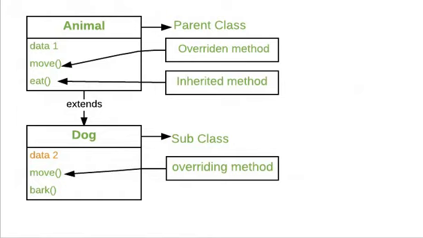So we have the parent class Animal with two methods, move and eat. Dog is created from Animal. Look at extends there. So Dog is your subclass with move and bark. Eat is the inherited method. So Dog, being a subclass, can use all the properties of its parent class, that is Animal. Look at move: the method move is in the parent class as well as in the derived class, or subclass, or child class.